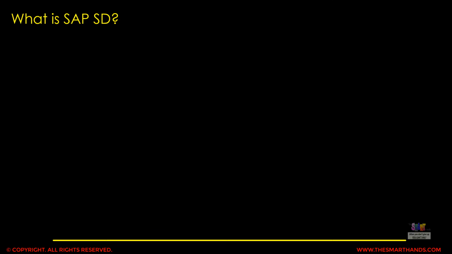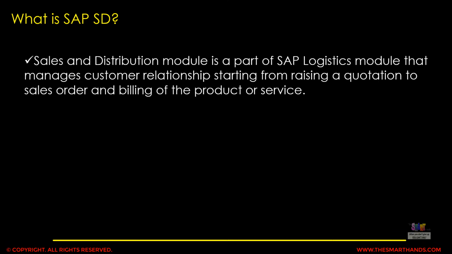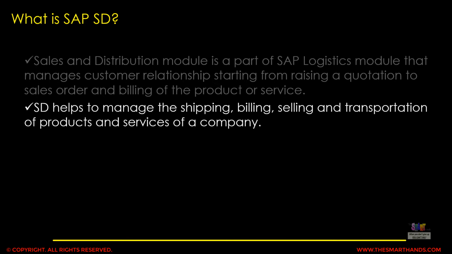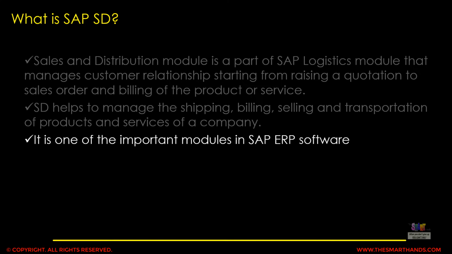Now let us understand what SAP SD is. As we know, SD stands for sales and distribution. The SD module is a part of the SAP logistics module that manages customer relationships, starting from raising a quotation to a sales order and then finally billing of the product or the service. SD helps to manage the shipping, billing, selling, and transportation of products and services of a company. It is one of the important modules in SAP ERP software.